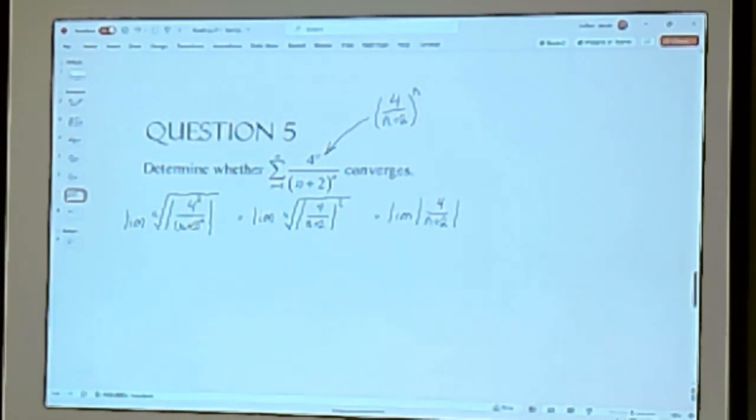4 over n plus 2 is always positive. And what's that limit? 0. Which is less than 1. We have absolute convergence by the root test. This is really the only scenario where the root test is useful, if you have a term being raised to the nth power.